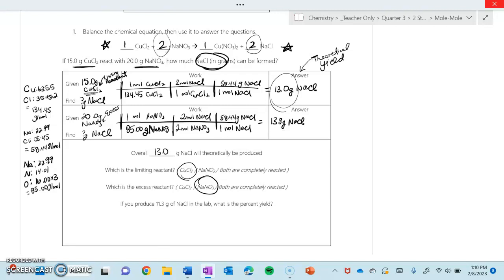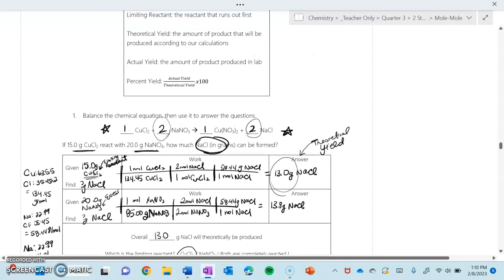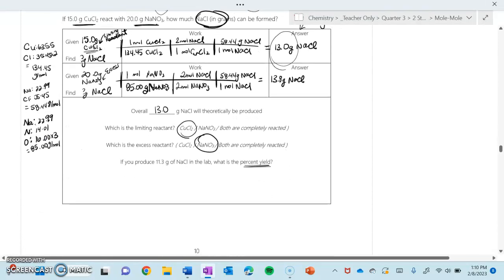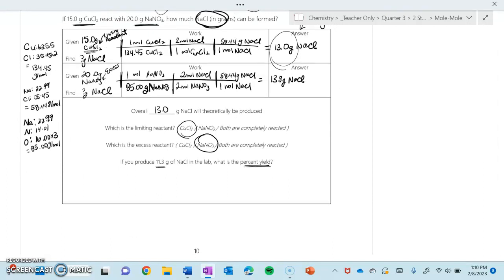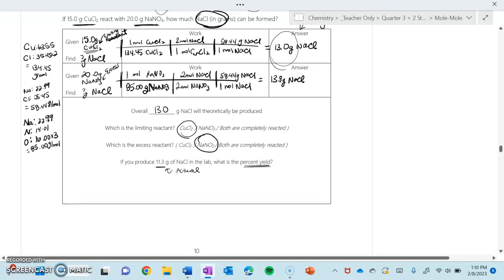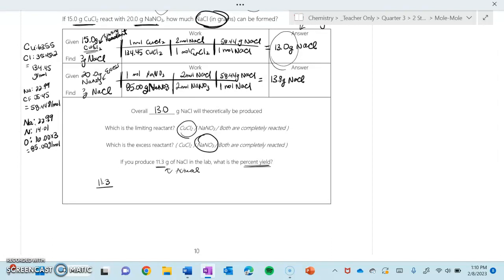Our last part here is asking about percent yield. And if we look back up at the box, we've got actual over theoretical times 100. So this number here, 11.3, it says that it was produced in lab. This is your actual value. And we're going to compare that, that error analysis we've talked about, the actual amount we got in lab compared to what we should have been able to get in a perfect world, 13 grams, and find out what that percent yield is. So we'll take our actual divided by the theoretical times 100, and you'll get 86.9% yield.